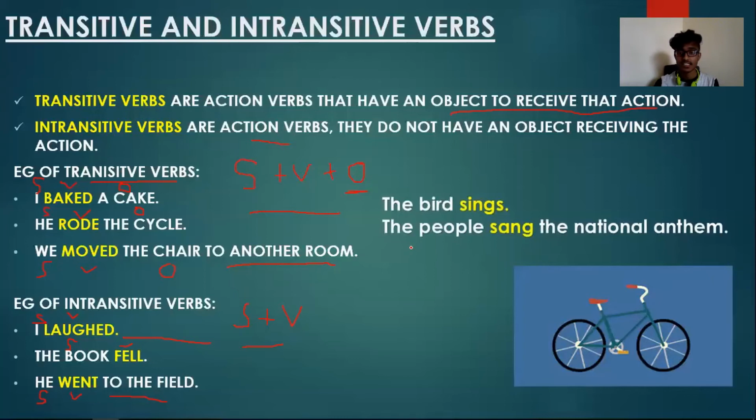The bird sings. Now, can you tell me whether it is an intransitive or a transitive verb? Sings. If you say it's intransitive, you are correct, as there is no object, because bird is the subject and sings is the verb. Second example, the people sang the national anthem. People is the subject, sang is the verb, and there is an object. So it comes under transitive verb. Okay, so I hope these two are clear. If you have any doubt relating to this, feel free to ask. I will respond to it as soon as possible.